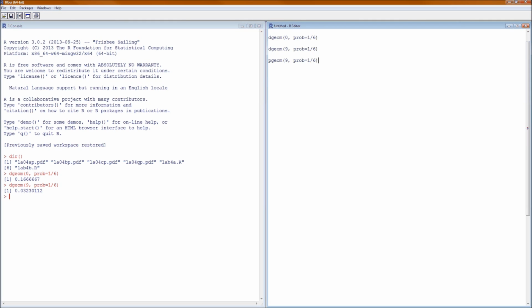So the probability the game ends by the 10th roll is p geom of 9, with probability equal to 1 over 6. So that's an 83% chance.